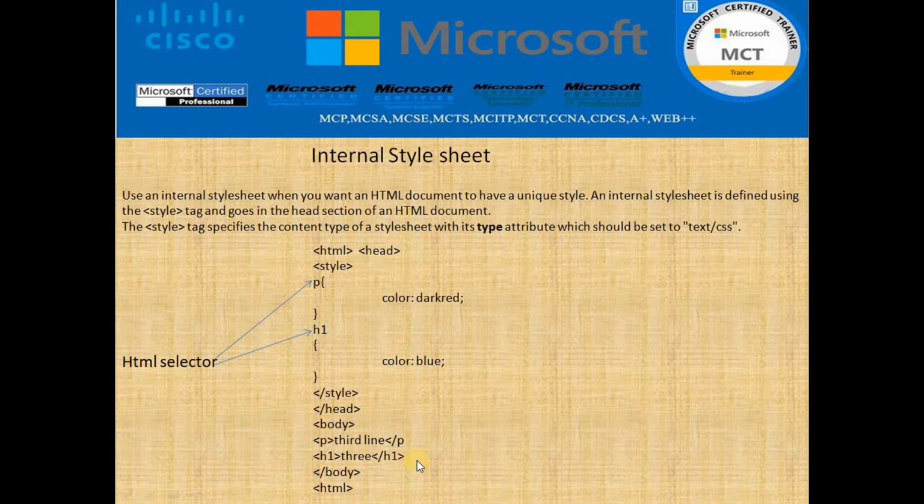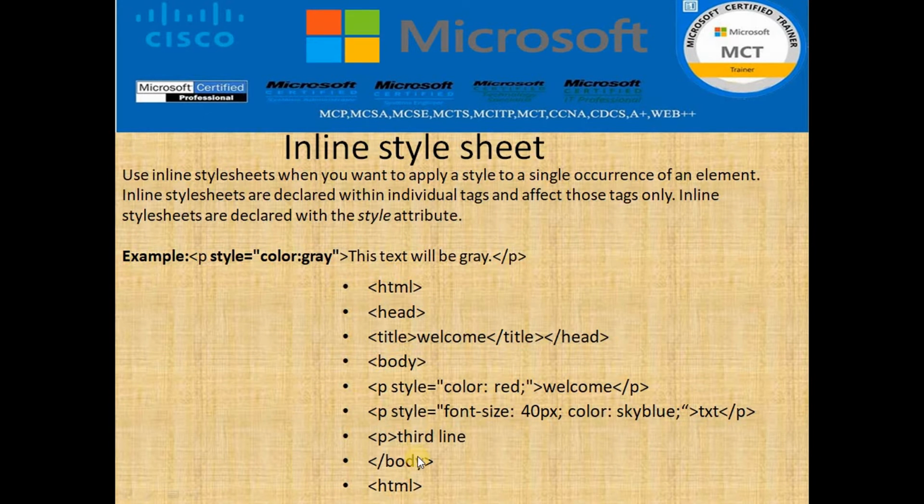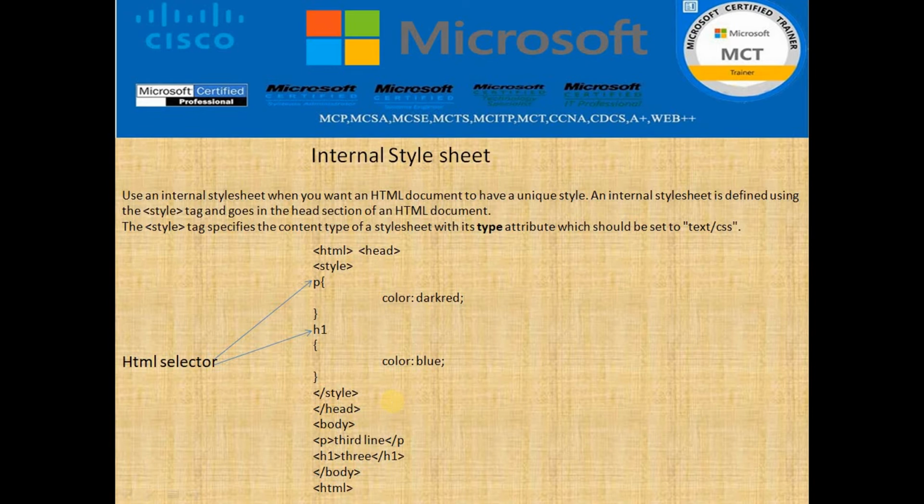In that case, with the inline style sheet, each and every content you have to define with all the attributes that you would like to apply. Whereas in your internal style sheet, you can save your time. That means we can simply declare one style sheet, that means we specify the style tag. Whatever tags you have used, let's say P, which I have used as a paragraph, and H1 as a head one.